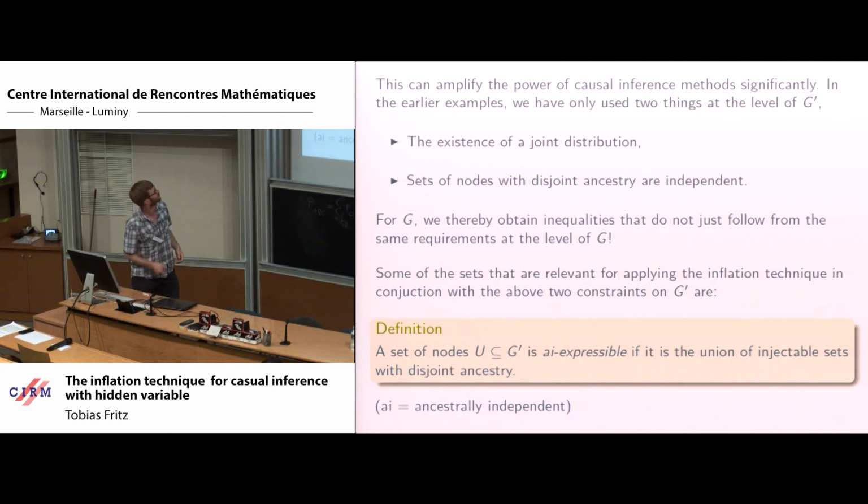I guess I've already said these things. At the level of G prime, in the examples, we've only used the existence of a joint, and that nodes with disjoint ancestry are independent, or have independent distributions. So we obtain inequalities or constraints that do not just follow from these things applied at the level of G. But in principle, one can apply whatever your favorite method for causal inference is. You can plug it into this black box, and you probably get something that gives you stronger, tighter constraints.